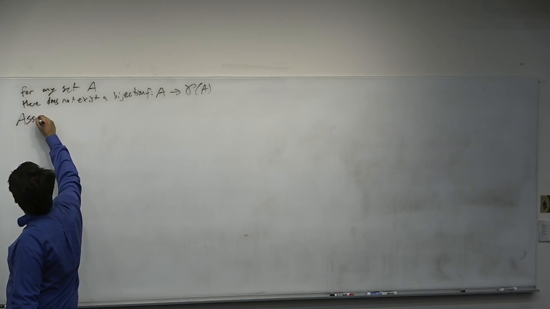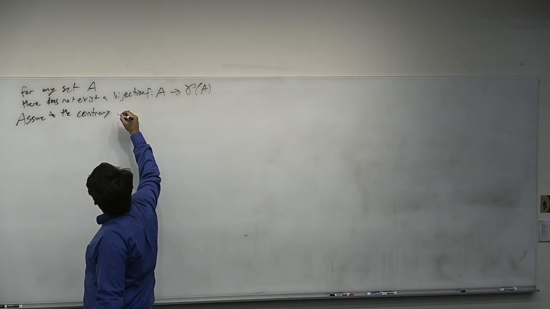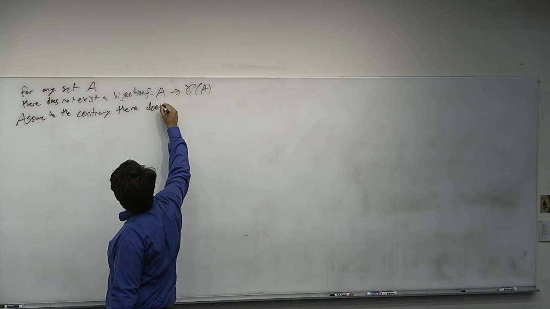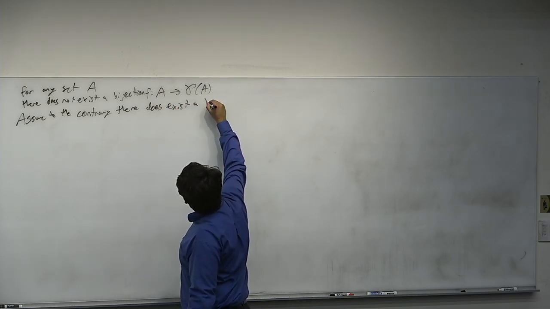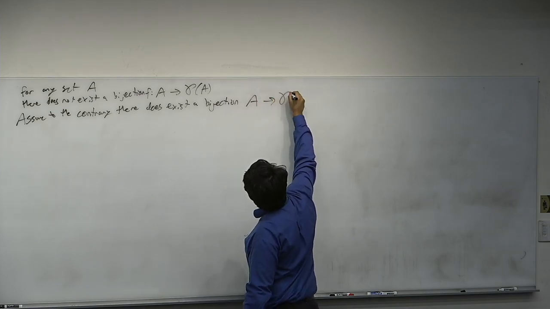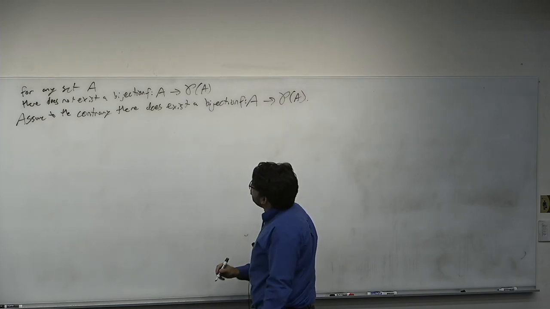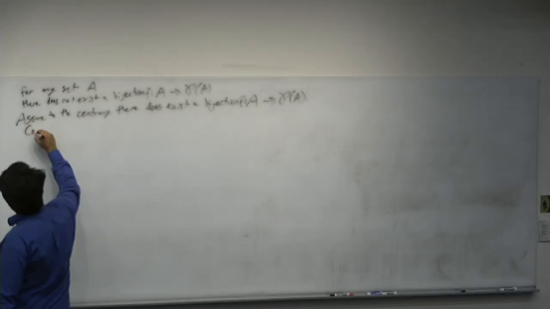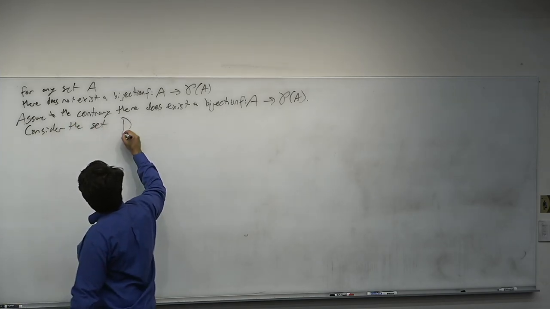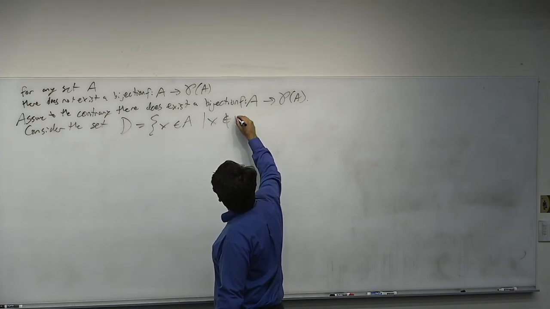Of course, assume to the contrary. There does exist a bijection from A to the power set of A. Consider the set D containing elements X of A such that X does not map to a set containing X.